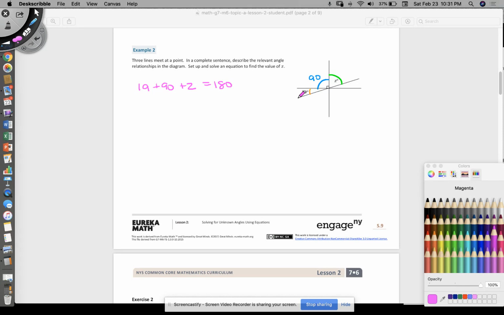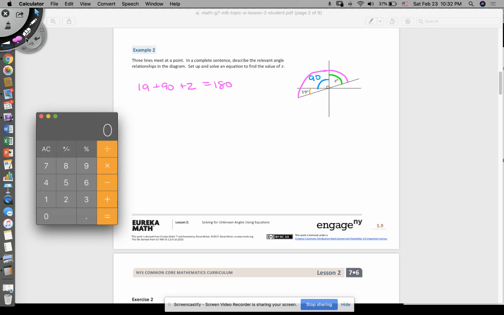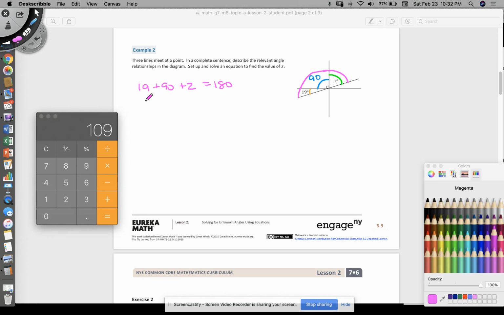I'm going to do it here in hot pink. These all right there. That's what we're solving for. And if you're using a calculator, I'm going to take a minute here just to make sure you're using your calculator correctly. We're going to say 19 plus 90, and that's going to give me 109. I know a lot of you do use a calculator and you want to make sure you're using it correctly. So plus Z, make sure that doesn't look like a 2, equals 180.